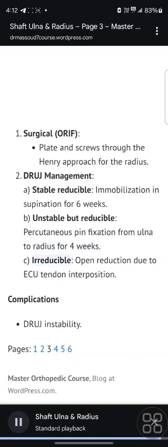C. Irreducible: open reduction due to acute tendon interposition. Complications. DRUJ instability.